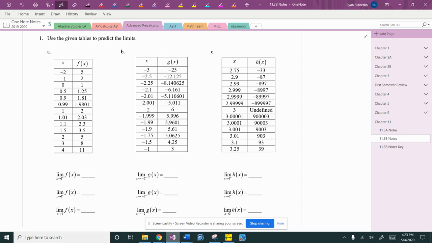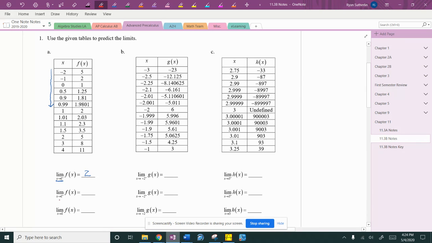So let's look at this first one. We're going to use the table to predict the limits. So for f of x, here are our values of the table. So when I am approaching positive 1 from the left, that means I'm approaching 1 from values that are smaller than 1. So I'm really starting here and looking at what's happening as these values are getting closer and closer to 1. And we can see, I start in the negatives, I get to 0, then 0.5, 0.9, 0.99, and these values look like they're getting closer and closer. They're getting smaller there, and looks like they are approaching 2.